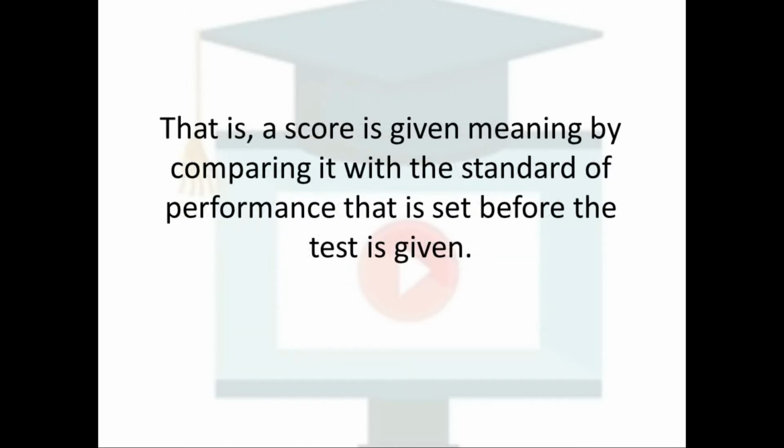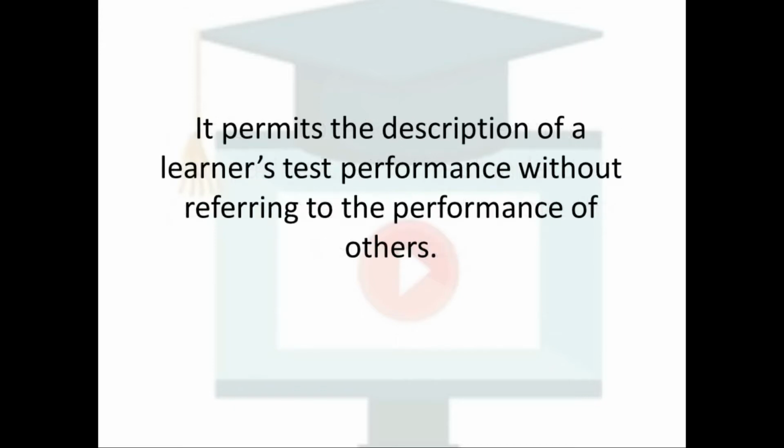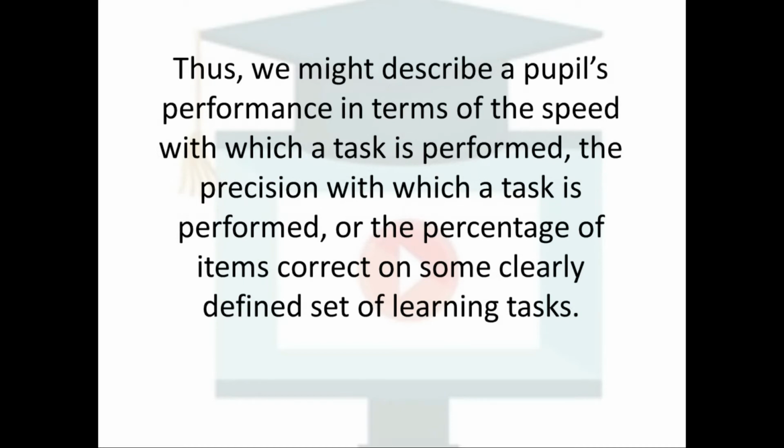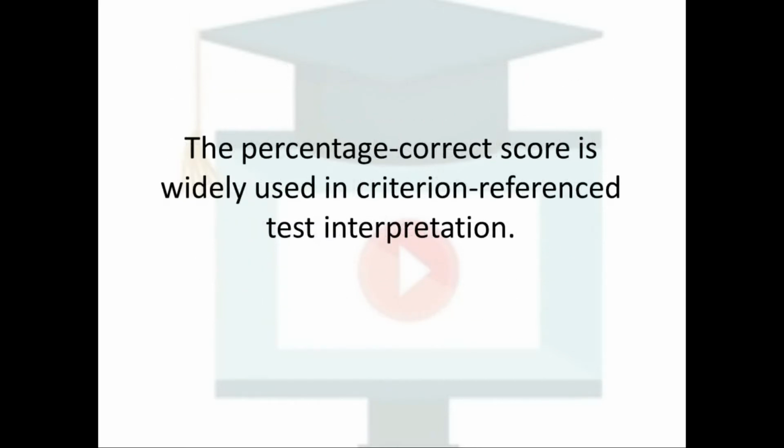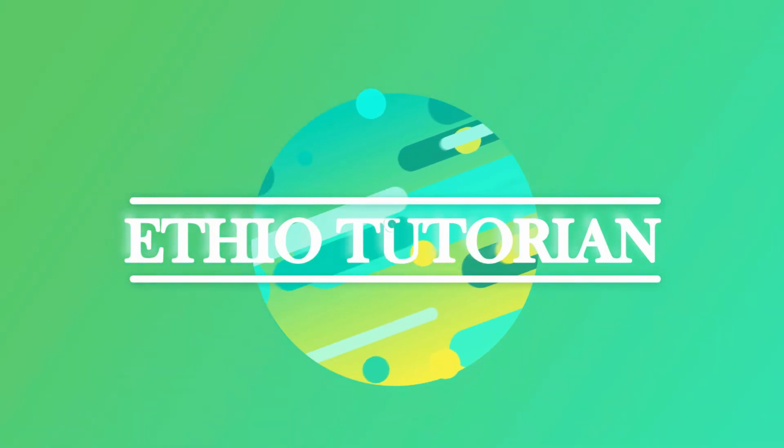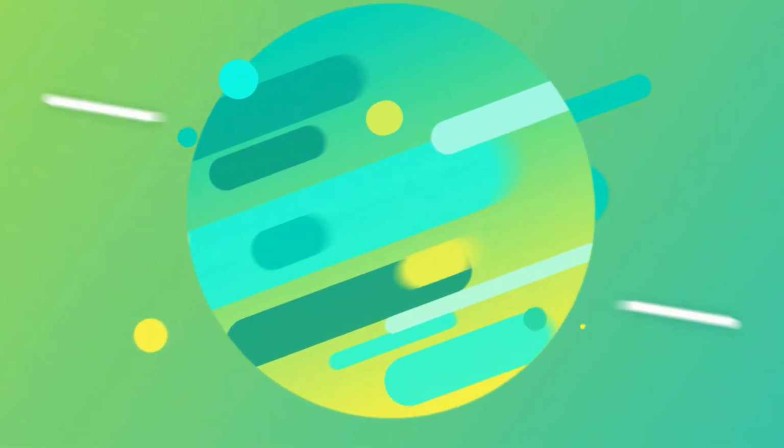That is, a score is given meaning by comparing it with the standard of performance that is set before the test is given. It permits the description of a learner's test performance without referring to the performance of others. Thus, we might describe a pupil's performance in terms of the speed with which a task is performed, the precision with which a task is performed, or the percentage of items correct on some clearly defined set of learning tasks. The percentage correct score is widely used in criterion-referenced test interpretation.